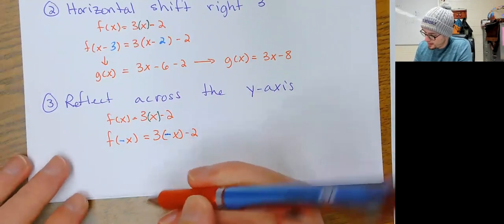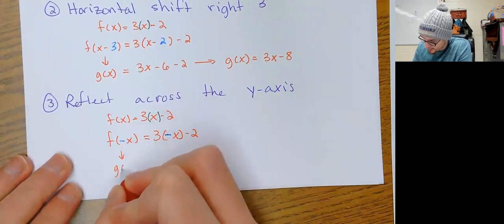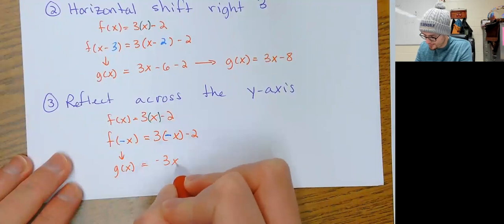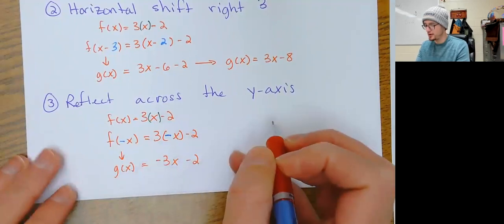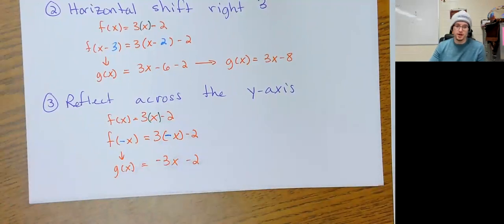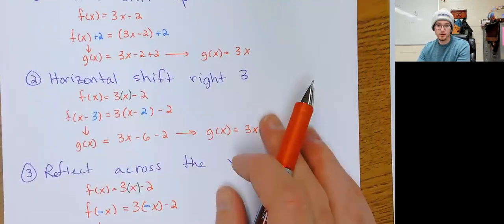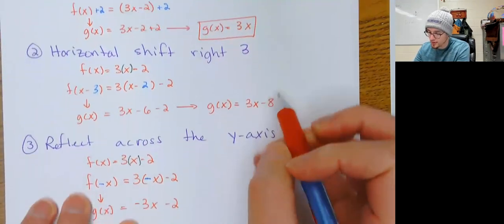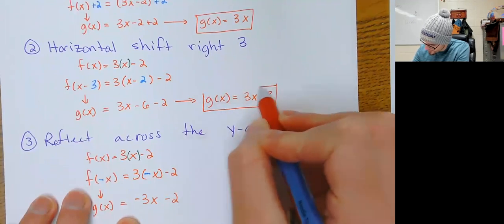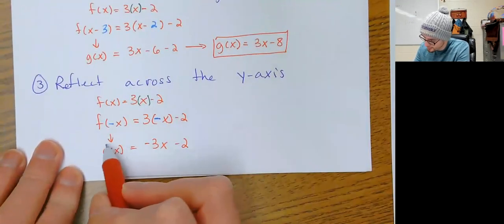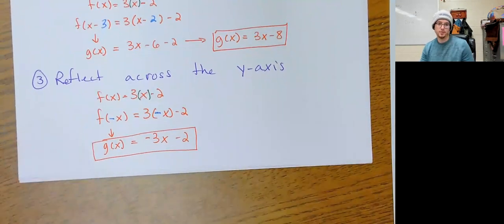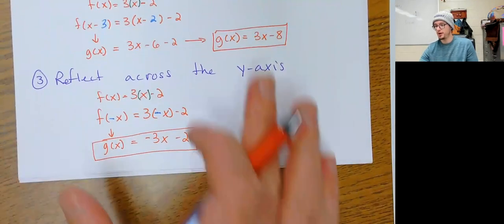Now our new function is g of x. Well, what's 3 times negative x? Oh, negative 3x, and then minus 2. There's our new function: g of x equals negative 3x minus 2. Awesome. There's our new function. Awesome stuff. New function. Okay.